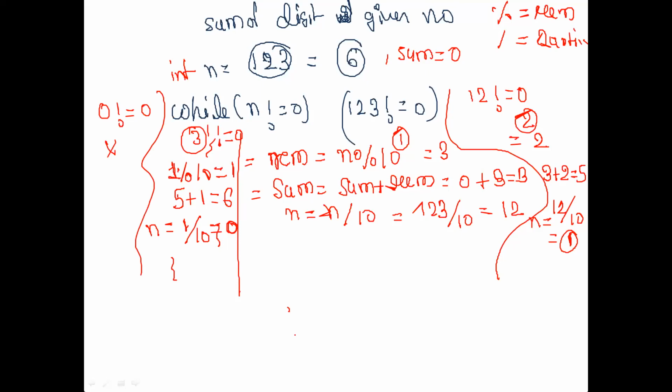What is the sum we received? 6. And you already know the sum of 1, 2, 3 is 6 only. So that is our answer which we are getting over here.